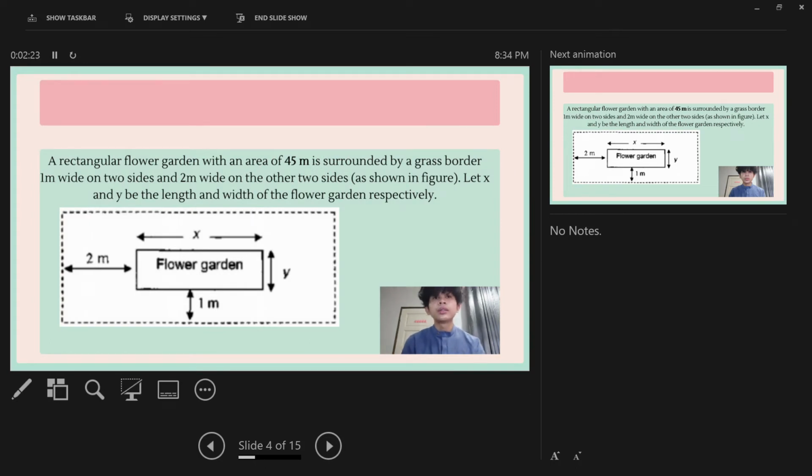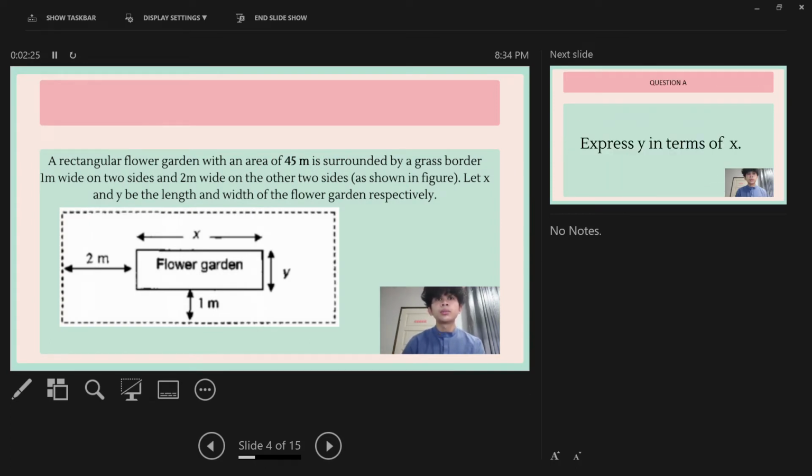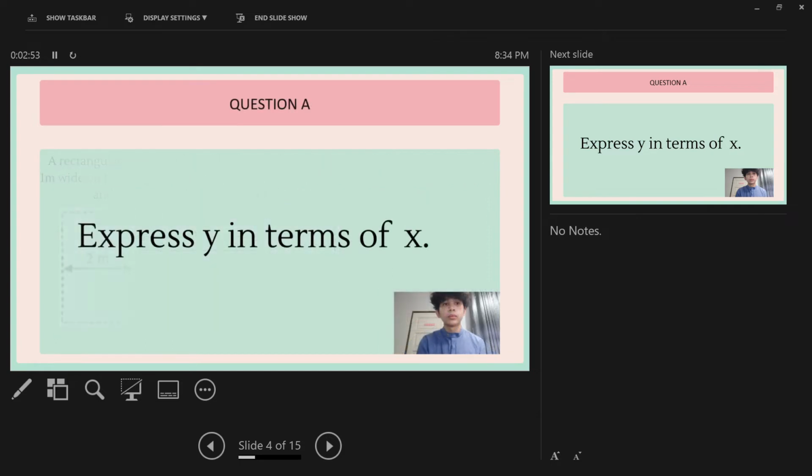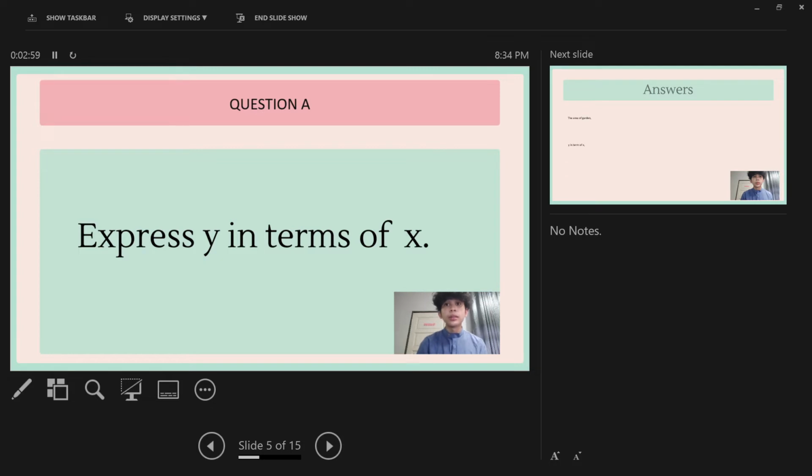So the question that we got for group B is a rectangular flower garden with an area of 45 meter squared, surrounded by a grass border 1 meter wide on two sides and 2 meter wide on the other side, as you can see in the picture. We are going to let X and Y be the length and width of the flower garden respectively. So the first question is, we need to express Y in terms of X.